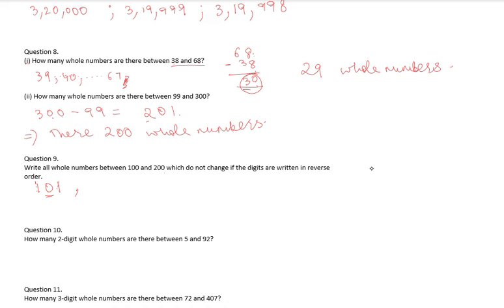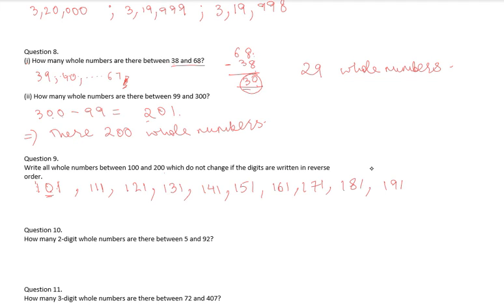So what I can do is keep writing the same numbers but just change the middle digit, because that doesn't change when the digits are reversed. So the next answers would be 101, 121, 131, 141, 151, 161, 171, 181 and 191, because the numbers must be less than 200.